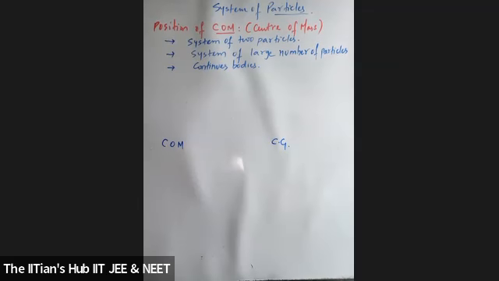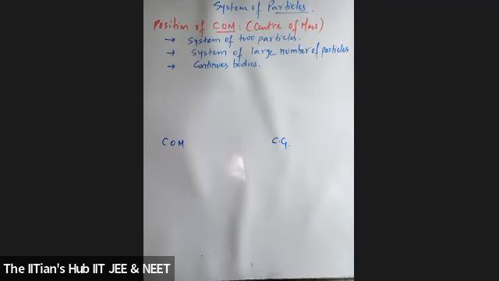Sir, I have 1 point of differentiation between them. Okay, 1 point of differentiation. For the center of mass, it is with respect to the object or the body, whereas the center of gravity is with respect to the ground or earth.